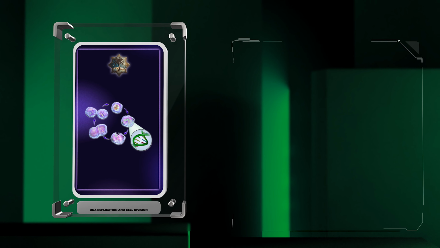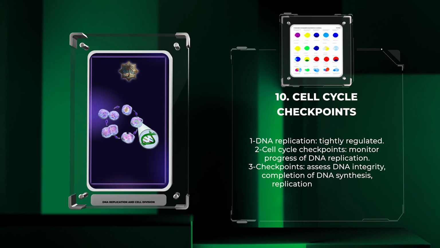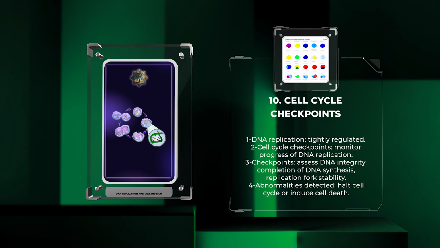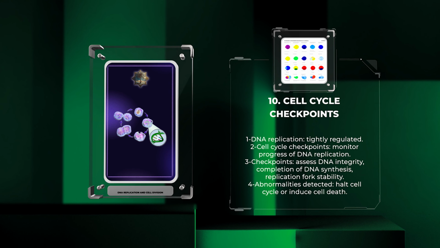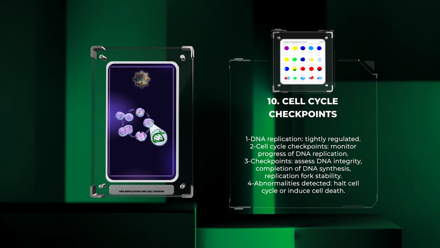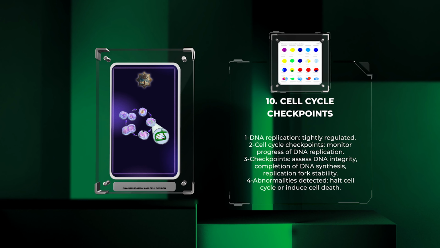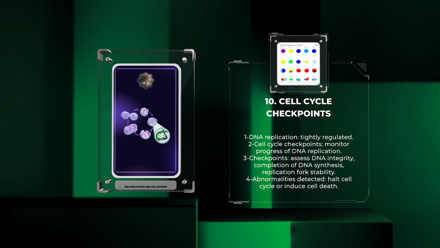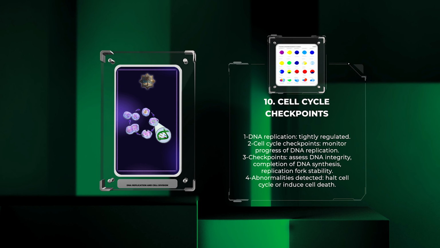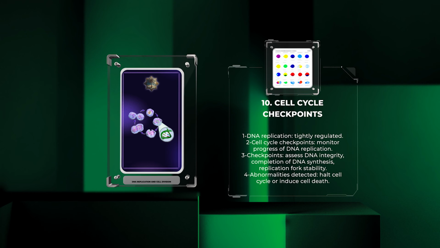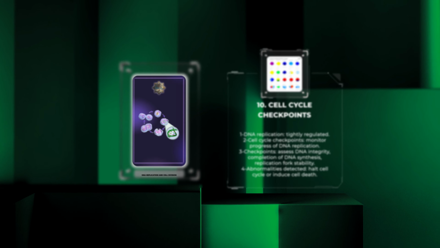DNA replication is tightly regulated to ensure accurate and timely duplication of the genome. Cell cycle checkpoints monitor the progress of DNA replication and coordinate it with other cellular processes. These checkpoints assess DNA integrity, DNA synthesis completion, and replication fork stability. If any abnormalities are detected, the checkpoints halt the cell cycle progression to allow for DNA repair or, in severe cases, induce cell death to prevent the propagation of damaged DNA.